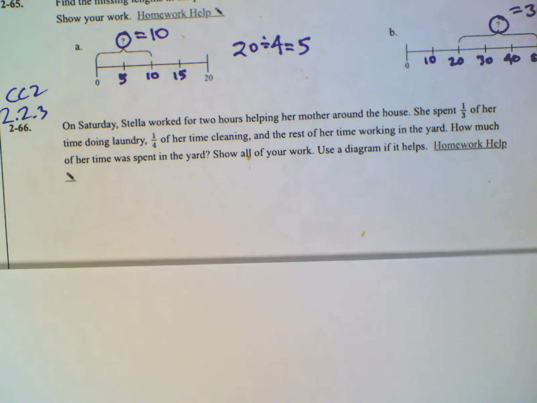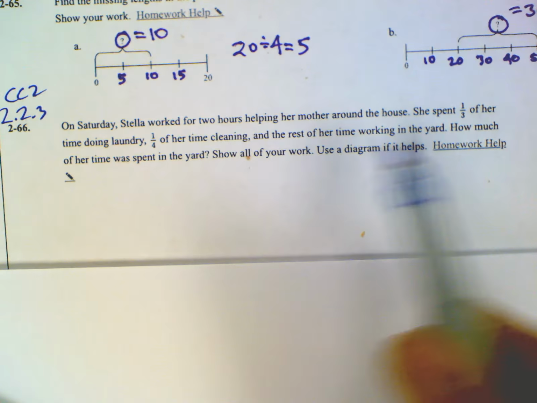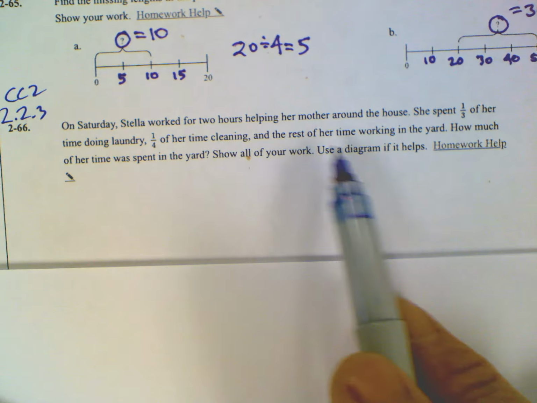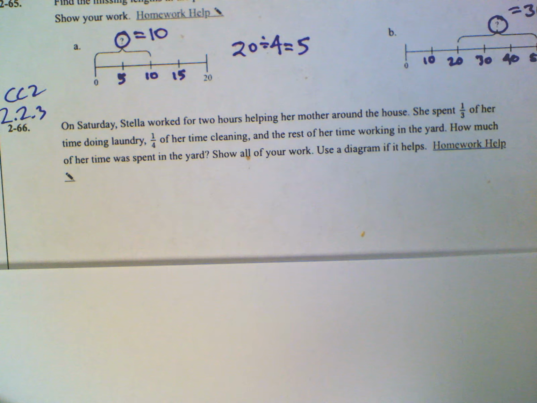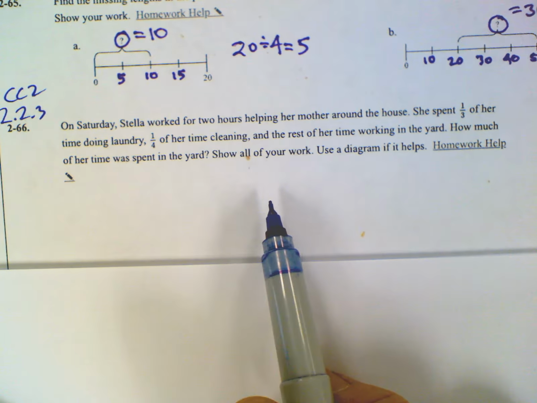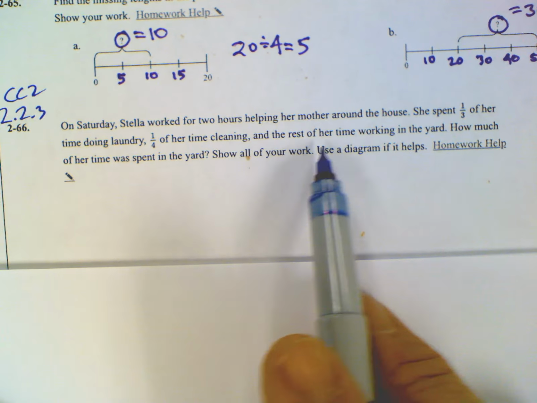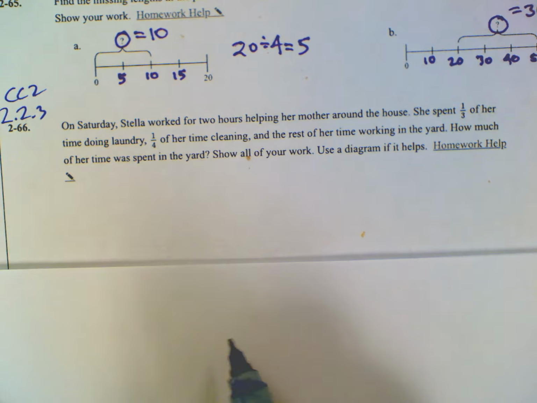So there's a few ways to look at this. She spent 2 hours, so I can use that information and figure out how much time she spent doing each of these. And then from there find the remainder of time, and that would be the rest of her time working in the yard. Or I could find the fraction of the time based on these two fractions I know. So let's look at both directions.